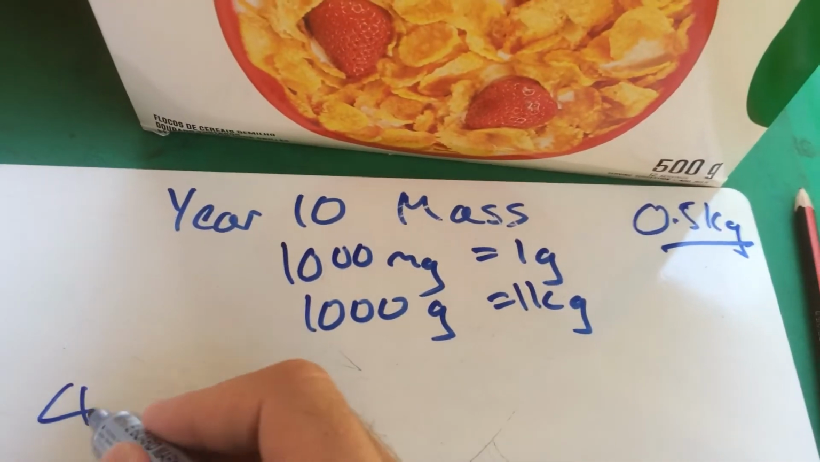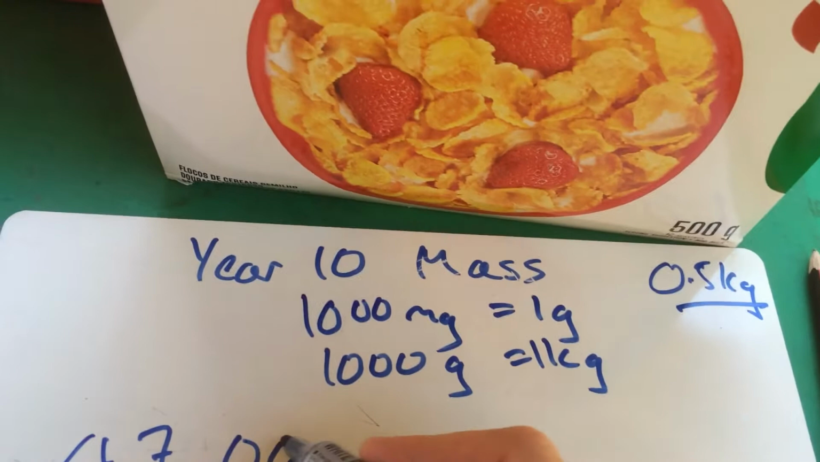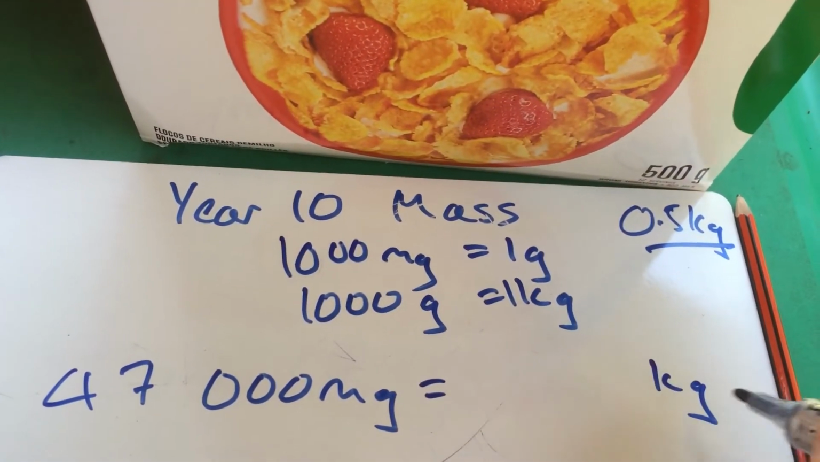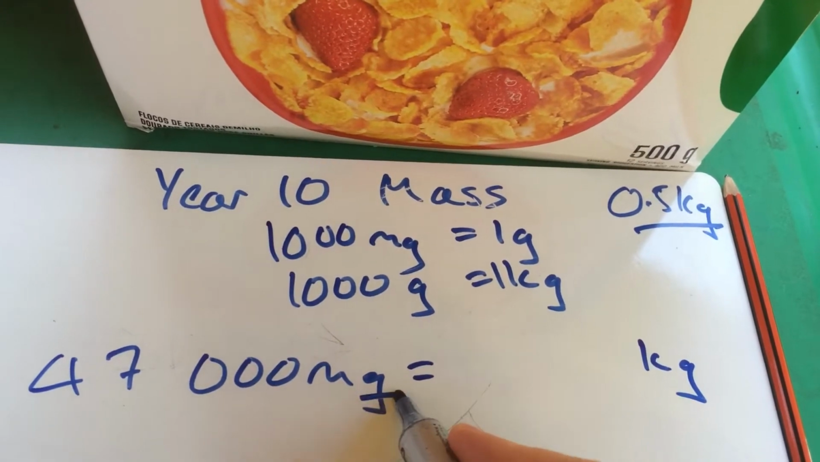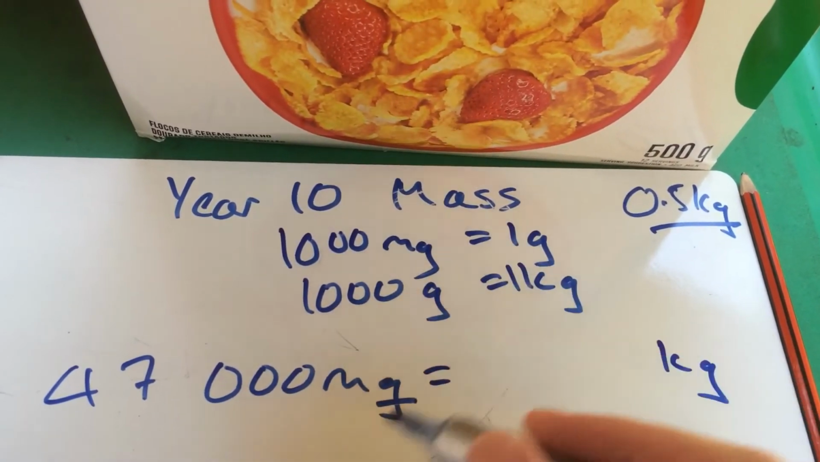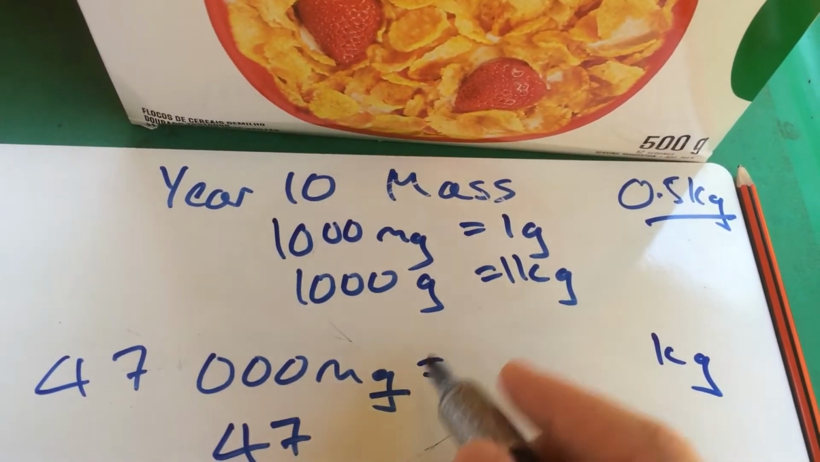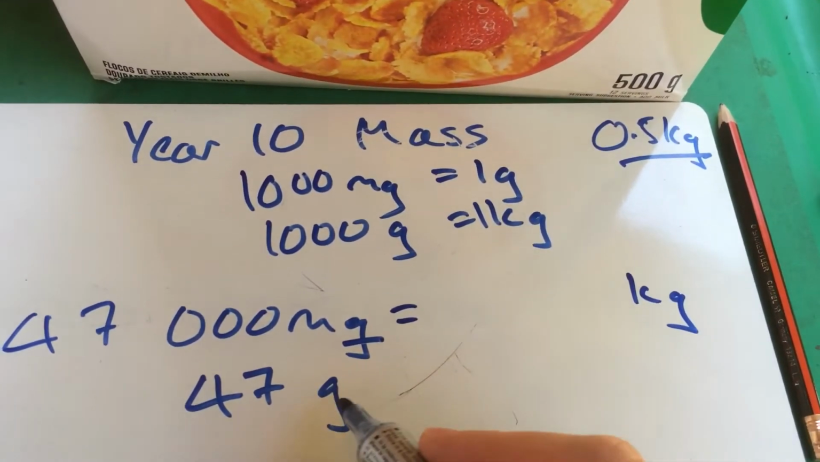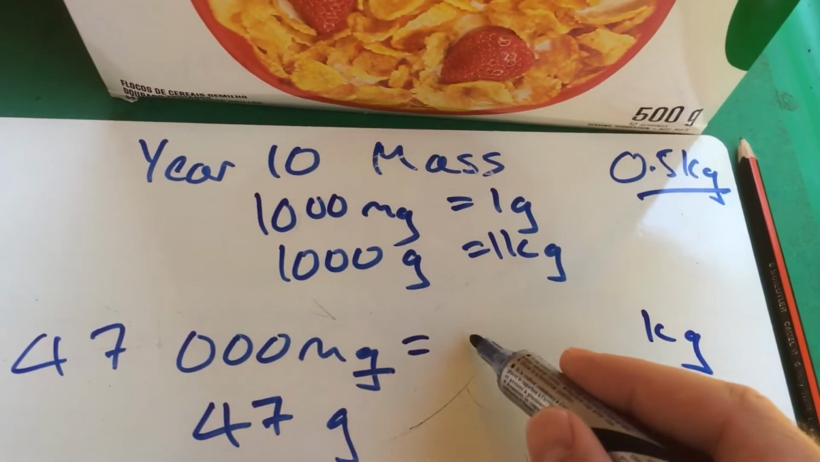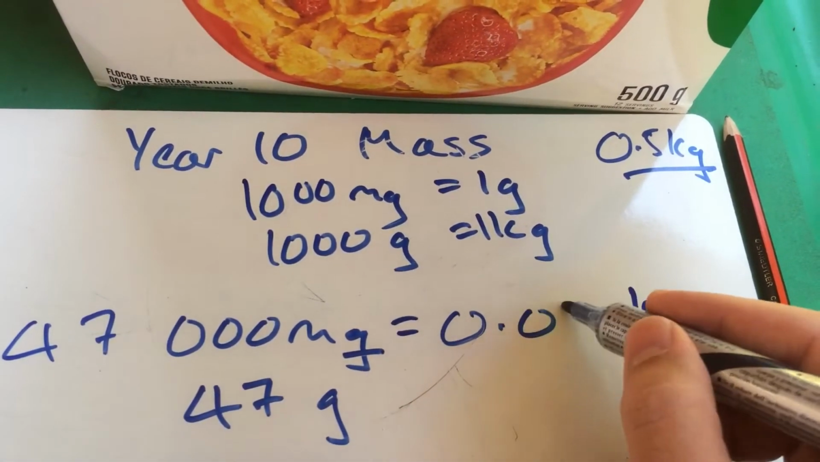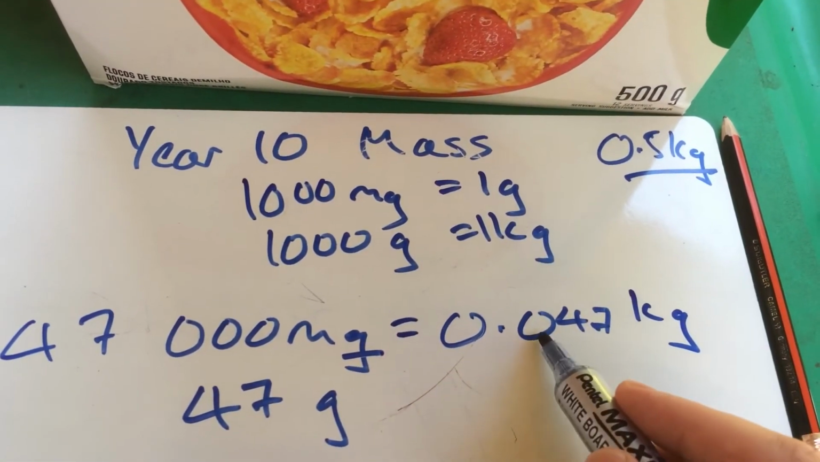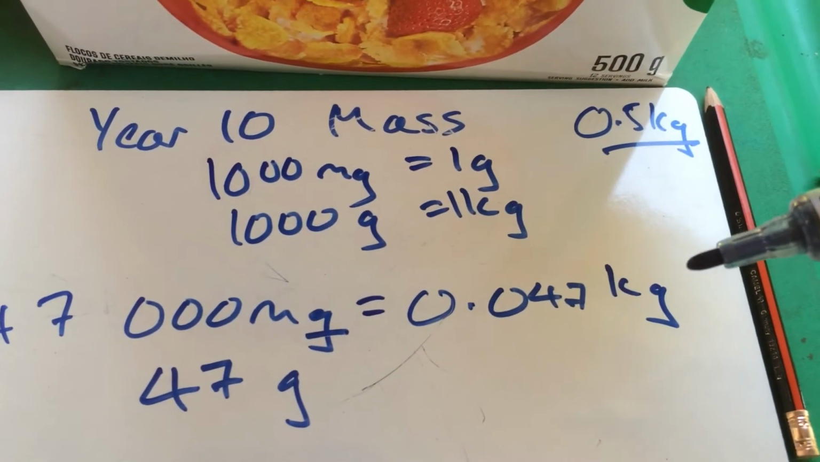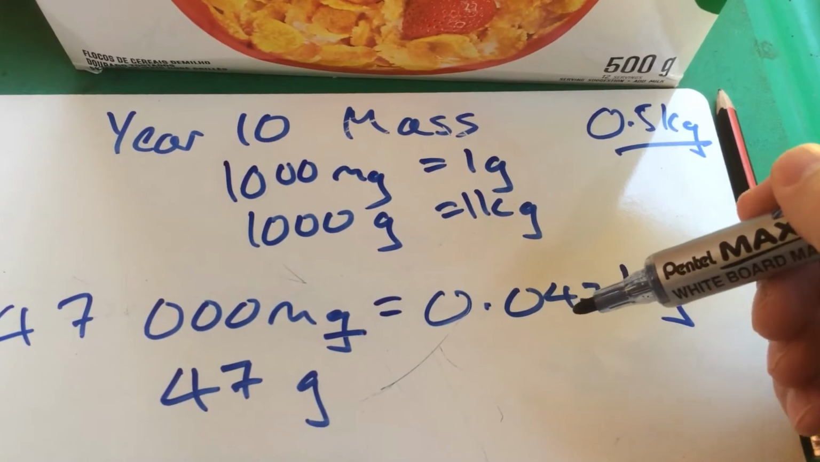Say we might be asked to do two conversions. Say it's 47,000 milligrams, and we want to convert that into kilograms. First we've got to get into grams. Use that conversion. There's 1,000 milligrams in a gram, so that's 47 grams. And then convert that into kilograms, I've got to divide by 1,000 again. So I'm going to get 0.047, so 10, 100, 1,000. Just checking my decimal points are in the right place.